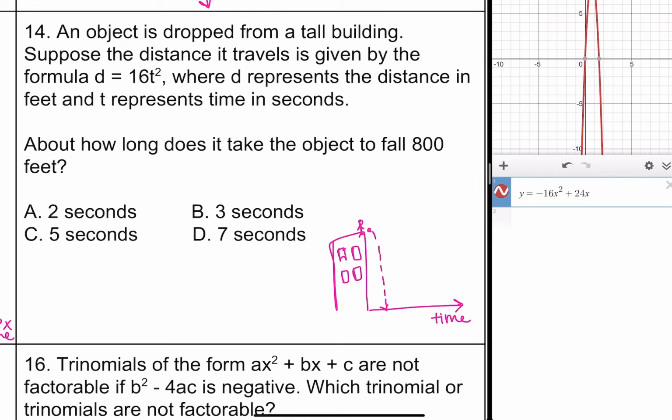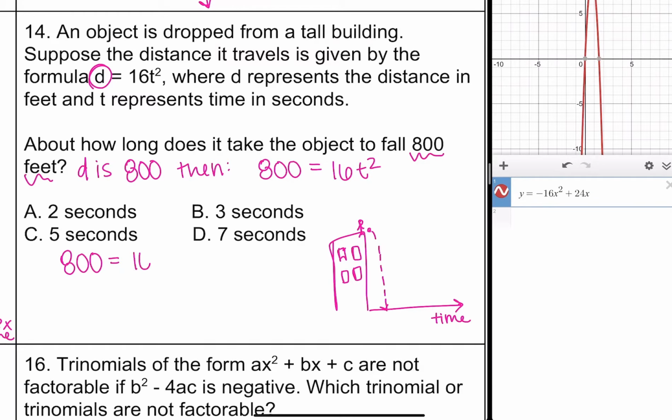Well, 800 feet, the feet would be the distance, right? So if d is 800, then we have 800 equals 16t squared. And now we're just solving for t, or x. So to do that, this is actually just solving an equation with basic equation solving skills. So let's do this one by hand.